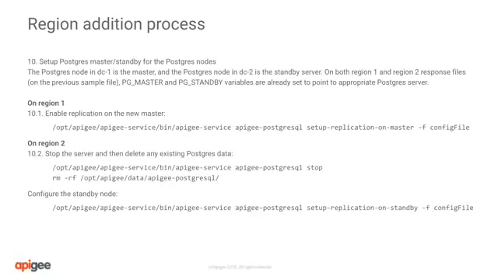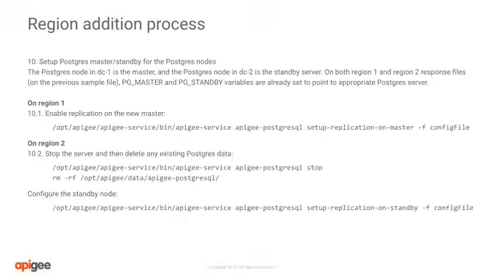Step 10, at this stage, our new region is almost complete. There are just a few steps that still need to be completed, however. Region 1 contains the Postgres master and region 2 contains the standby server. First, we enable replication on the master as shown on screen. We pass apigee-postgresql, setup-replication-on-master, and a path to the region 1 configuration file to the apigee-service command.